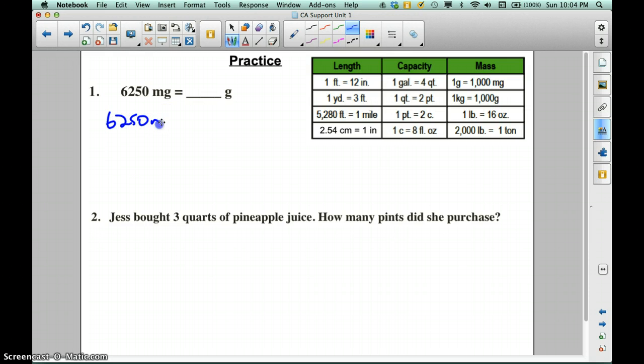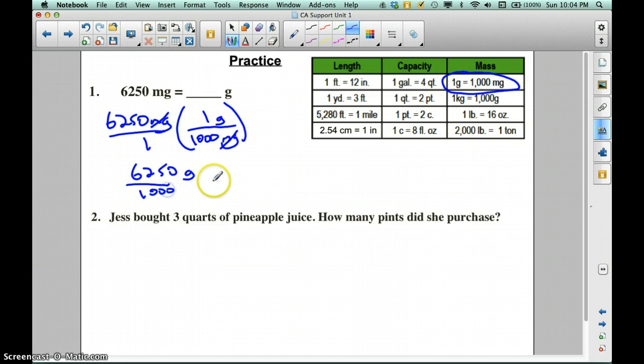6,250 milligrams goes over 1. According to this, 1 gram equals 1,000 milligrams. Milligrams cancels, and I end up with 6,250 grams over 1,000, which gives me 6.250 grams. How did you do? If you went wrong, look for where you went wrong. This is just practice. It's brand new for you. We want to make sure you do it right after 2 or 3 tries.